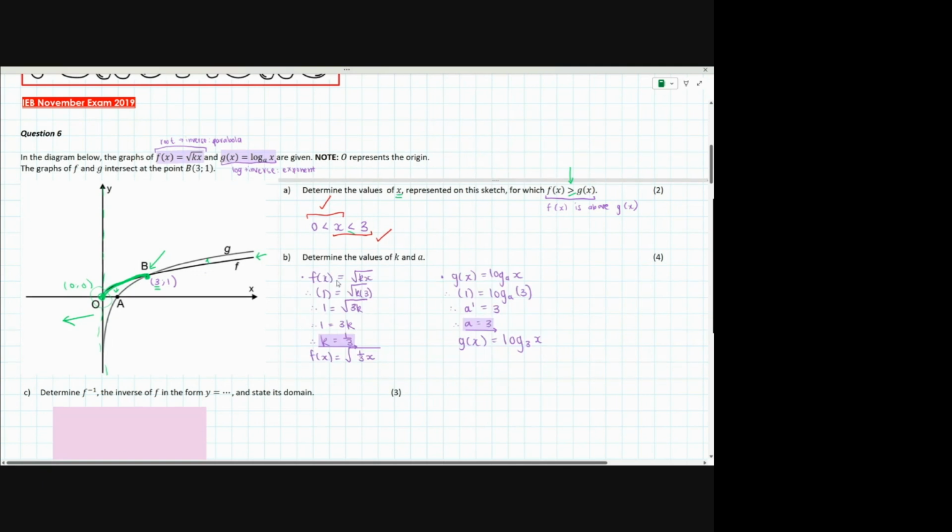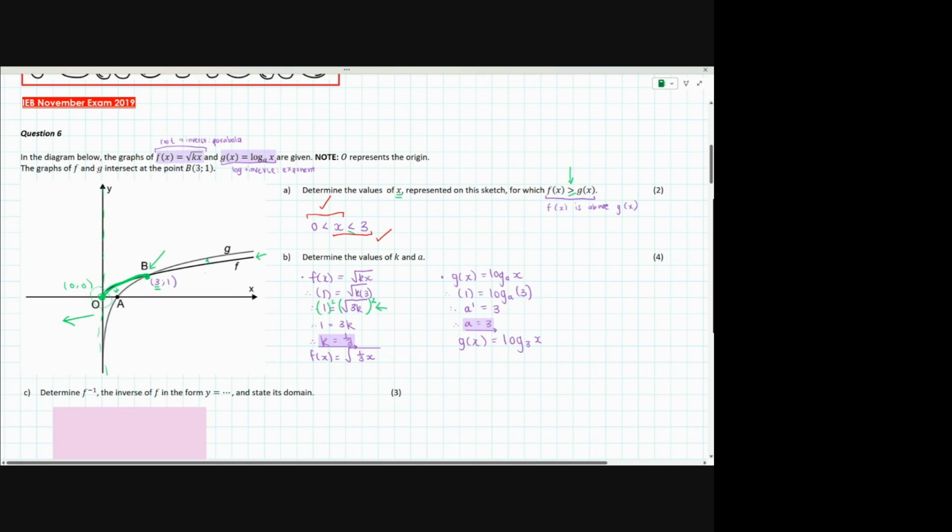So on the left-hand side here, I substituted in my coordinate of B, (3, 1), into f of x. So 1 was equal to root k times 3. From there, I was solving for k. Right, so from this point over here, guys, that's just my substitution. I don't want the square root, so I'm going to square both sides. But 1 squared is 1, and that's why I no longer have the root on the right-hand side, because I squared both sides. We then want k alone, so we would divide both sides by 3, and so k is equal to, excuse me, a third.